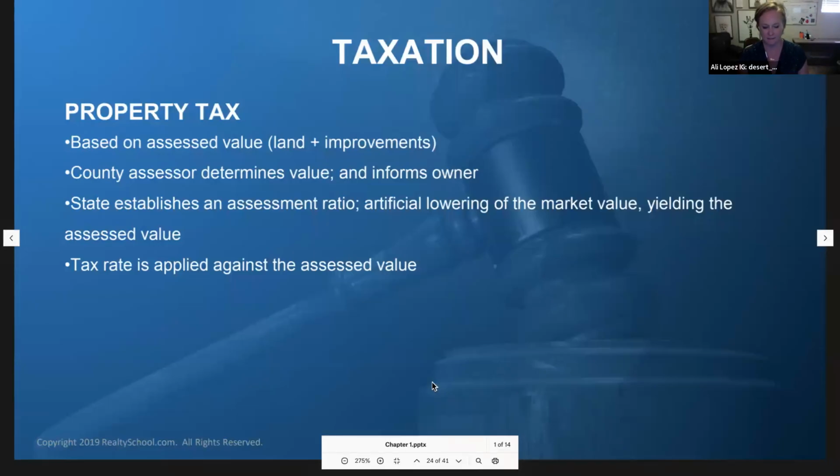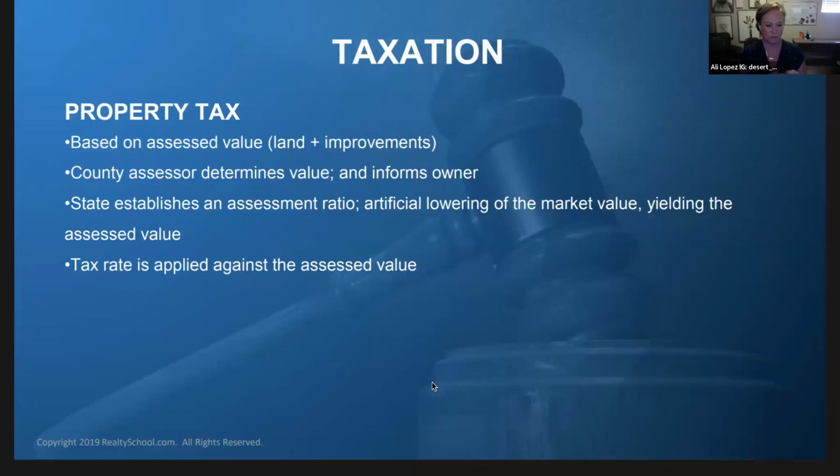Okay, property tax. This is where I wish I had my whiteboard to show you. So property tax is based on the assessed value, which is your land plus the improvements. The county assessor determines the value and informs the owner. And the state establishes an assessment ratio, which is an artificial lowering of the market value yielding the assessed value. Tax rate is applied against the assessed value.